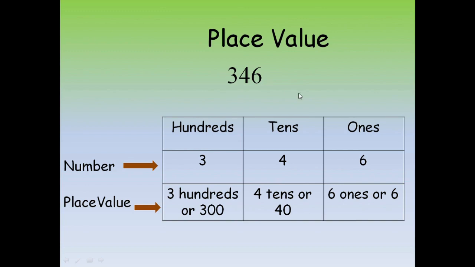We can write the number 346 in the place value chart as the number 3 in the hundreds column, number 4 in the tens column and number 6 in the ones column. Now let us look at the place value of each digit in the number.